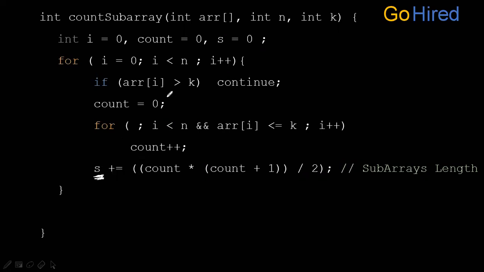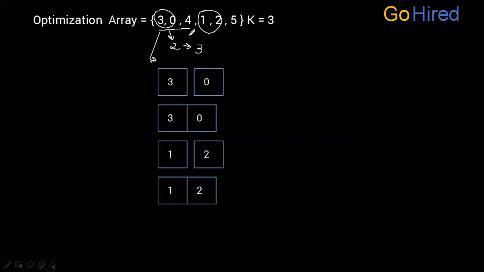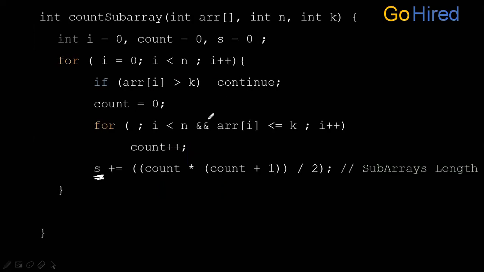And then again, when my i is pointing to 4, my count should be equal to 0, because over here my count was 2. Now over here my count should be again 0 because I have to find the subarrays from this 2. So that's why I have written count equals 0. So for the next time my count will be 0, but my number of subarrays, I'm incrementing with this equation, count into count plus 1 by 2.